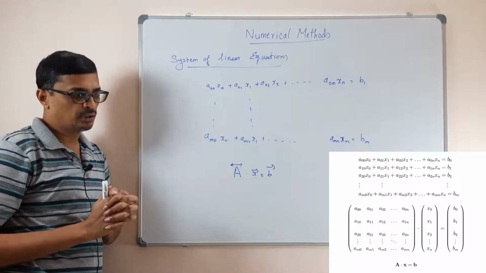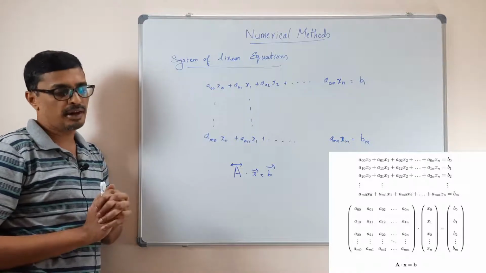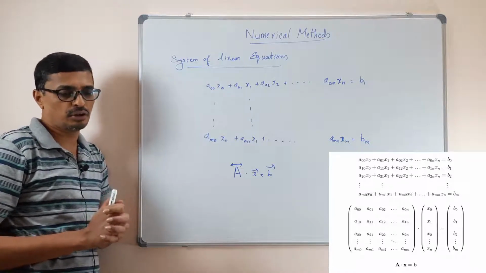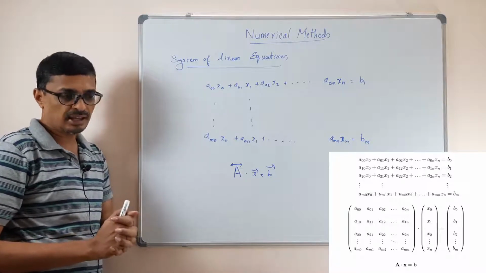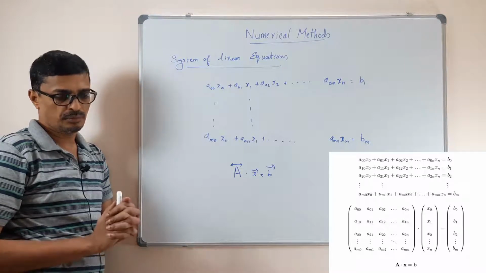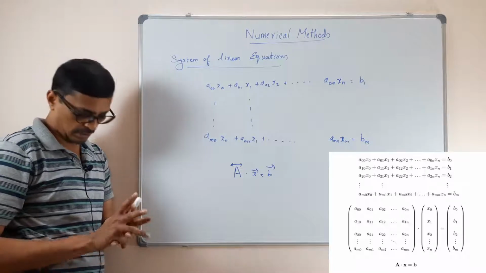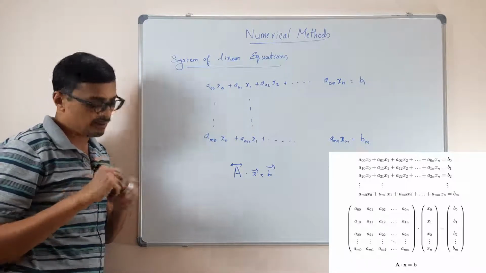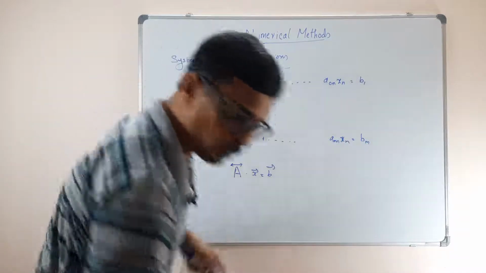It will have a unique solution under the condition that m is equal to n. When the number of unknowns is equal to the number of equations, then you can solve for a unique solution. Correct?